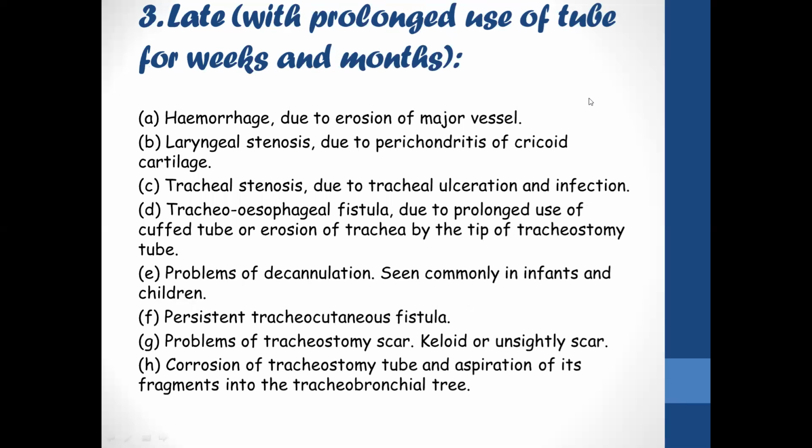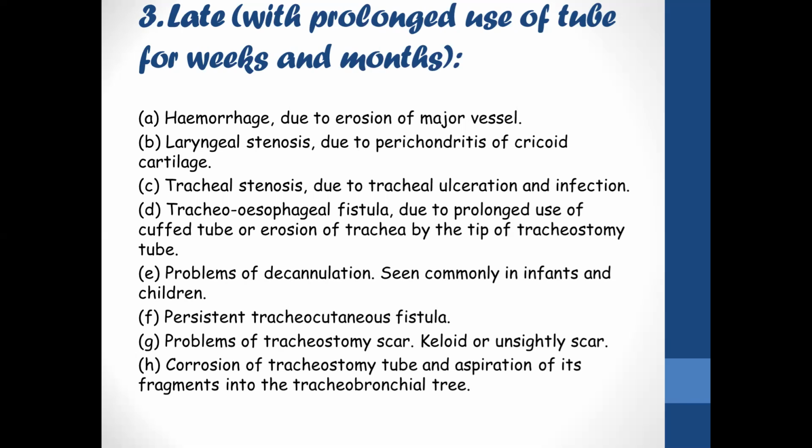Then when we talk about the late complications, this usually arises with prolonged use of the tube for weeks and months. The first complication is hemorrhage, which may arise due to erosion of major vessels. B. laryngeal stenosis, which may be due to perichondritis of cricoid cartilage. C. tracheal stenosis, that may be due to tracheal ulceration and infection. D. tracheoesophageal fistula, which may arise due to prolonged use of a curved tube or erosion of the trachea by the tracheostomy tube.